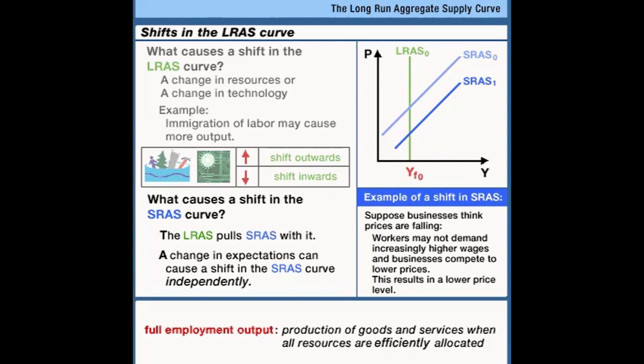So now we know what these curves mean, why they slope the way they do, and what can cause them to shift. We're ready now to introduce the aggregate demand curve and calculate an equilibrium. So we'll be doing that next.